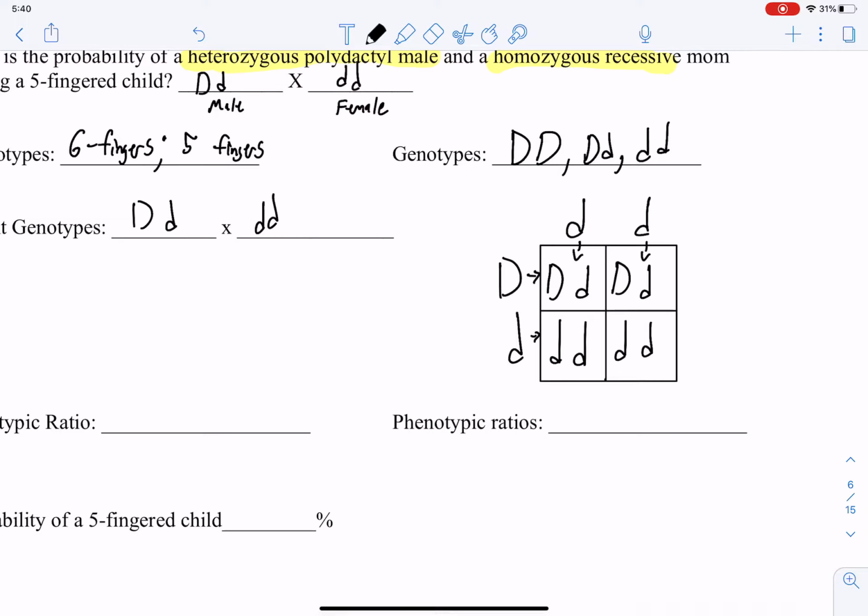Okay, so we finished our Punnett square, but how do we know what it means? How are we able to analyze it? Well, each box in a Punnett square is a potential offspring. So if this mom and dad had a kid, they want to be able to figure out the probability that their child will have 6 fingers or 5 fingers.